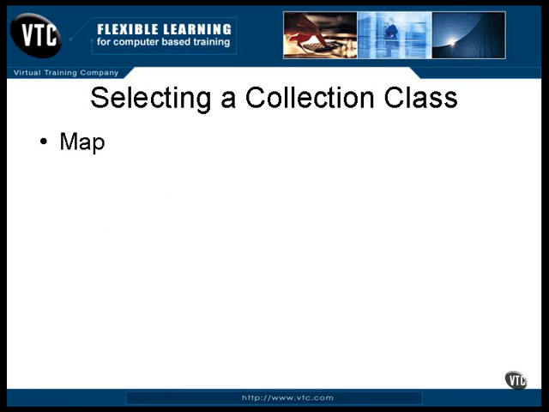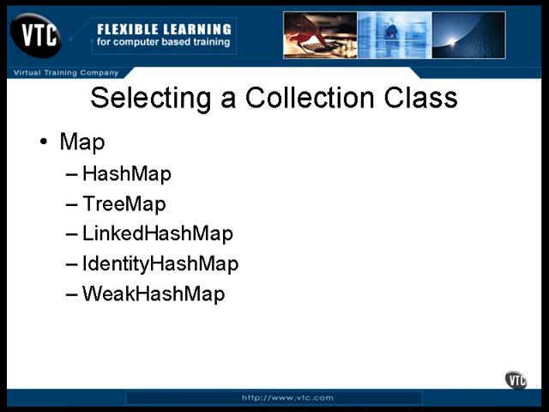The final core interface is map. There are five implementations of the map interface: hash map, tree map, linked hash map, identity hash map, and weak hash map. There is also one historical implementation: hash table. There are more implementations of map than the others, but it's actually easier to choose the right one. A hash map is the most usual. It's simple and serves well in most cases.